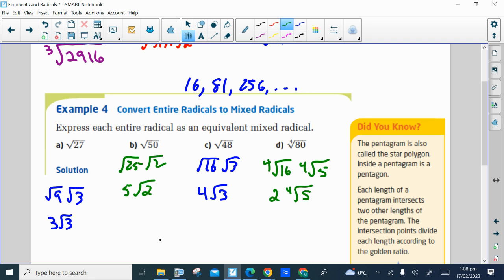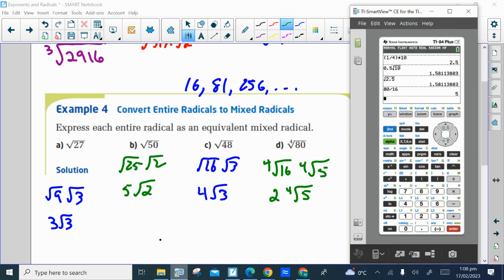And again, these can always be checked. The fourth root of 80 is this decimal, this irrational number. That should be equal to 2 times, whoops, try that again.